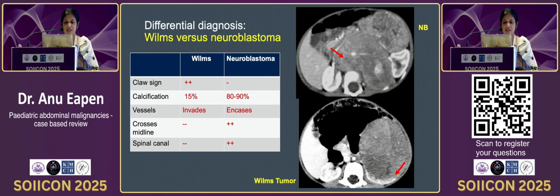And so the main differential diagnosis sometimes is neuroblastoma, Wilms versus neuroblastoma. So the claw sign, where the kidney forms a claw-like edge at its interface with the liver, tells you that this is likely to be of renal origin or a Wilms tumor, as seen in the second image below. Whereas the neuroblastoma will not do that.